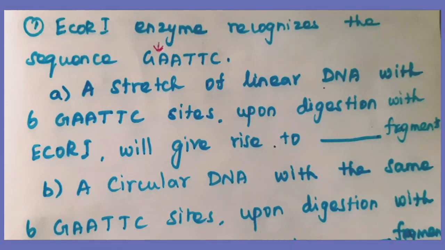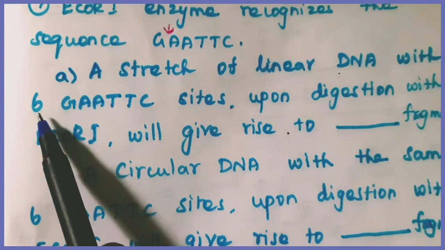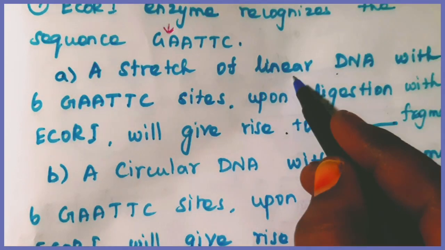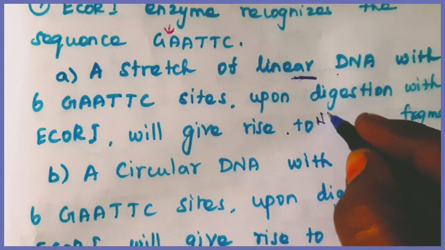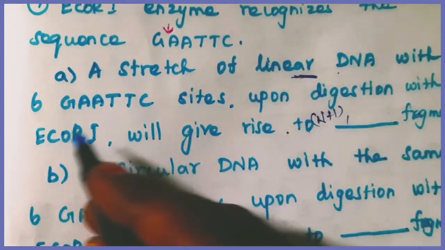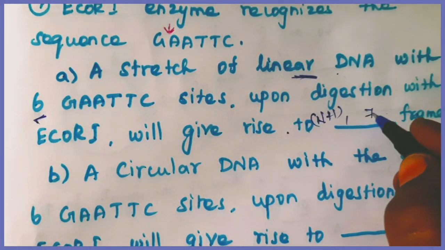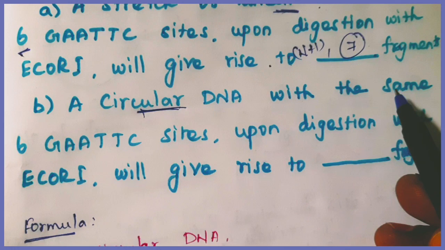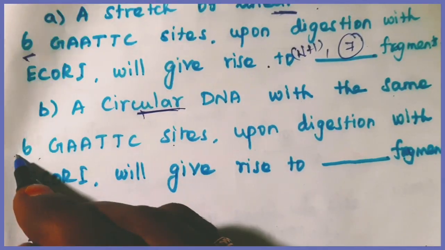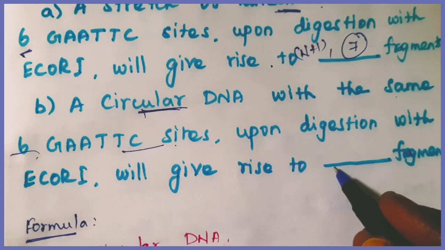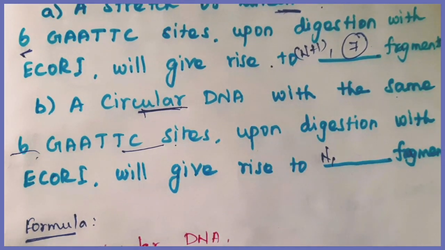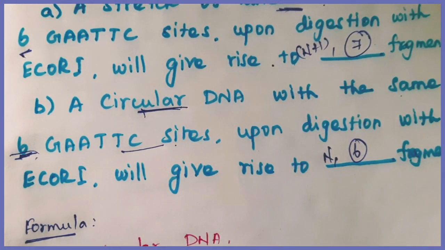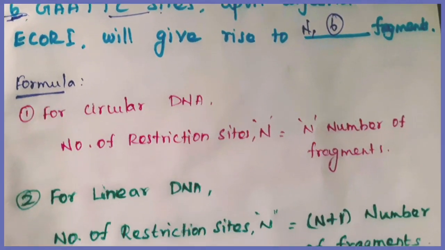So come to the problem. A linear DNA with 6 GAATTC sites upon digestion with EcoRI will give rise to: for linear DNA, it will form n plus 1 fragments. So for 6 sites, you will get 7 fragments. And for circular DNA, if it has the same 6 restriction sites, the enzyme will give n fragments. So for 6 sites, 6 fragments. So it's a very simple problem if you know this concept.